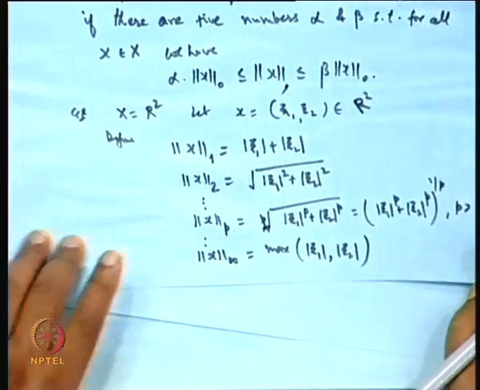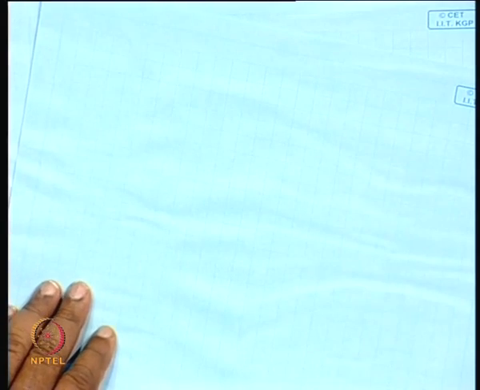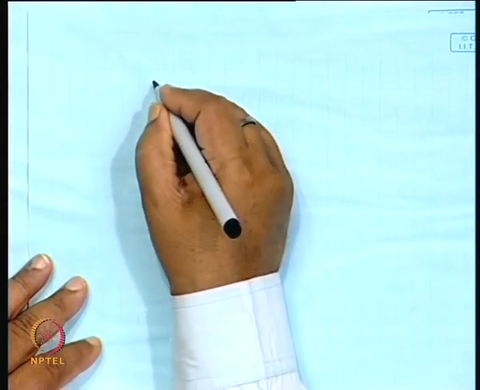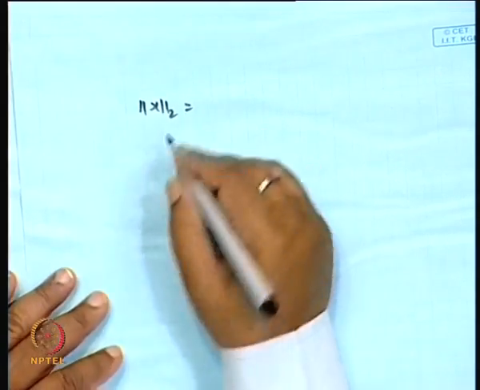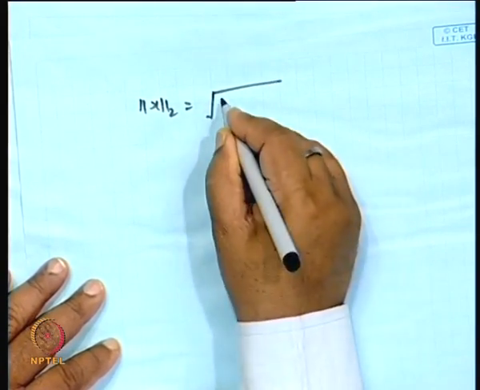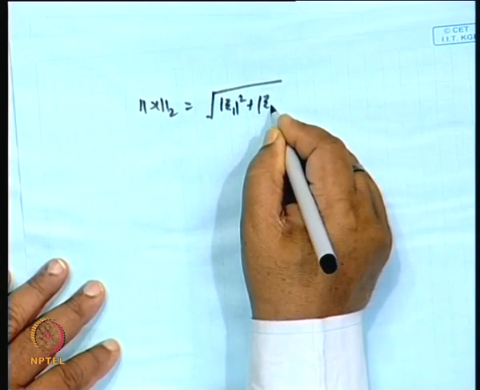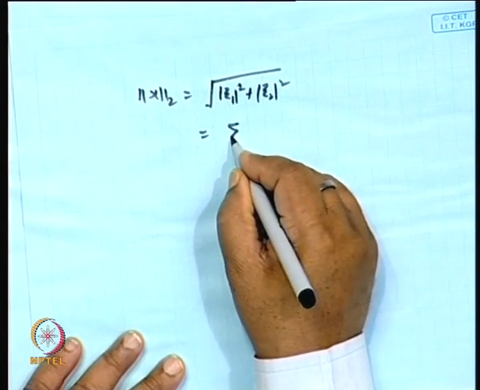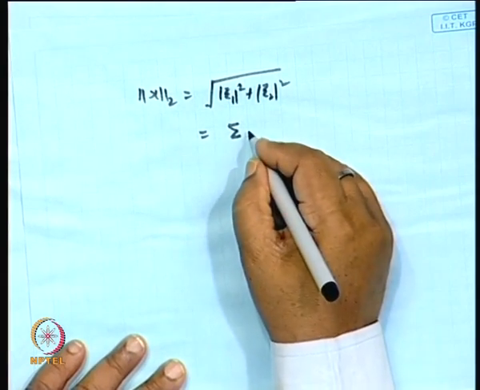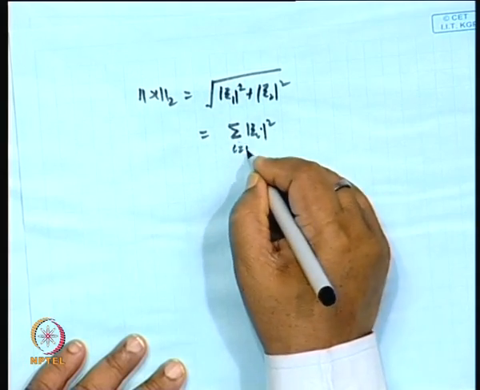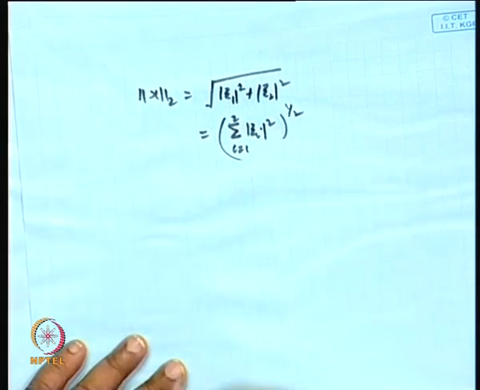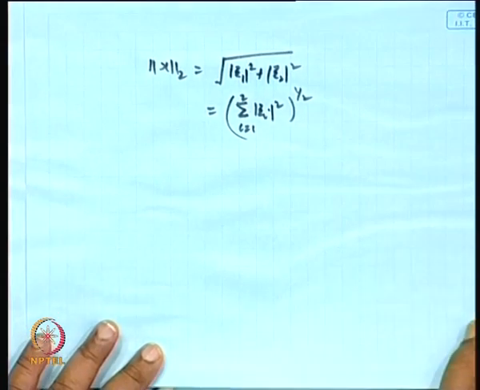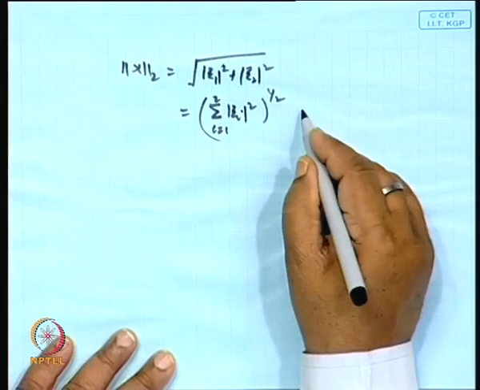Now, if I look at norm x 1 and norm x 2, what we get from here is: norm x 2 is the square root of mod xi 1 squared plus mod xi 2 squared, is it not? Now, this will be written as sigma of xi squared, i from 1 to 2, to the power half.